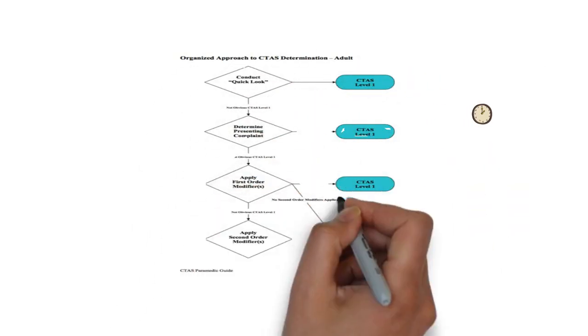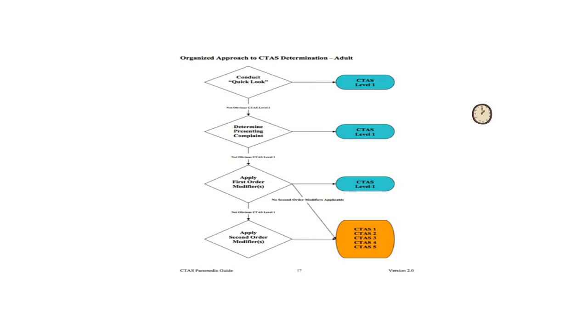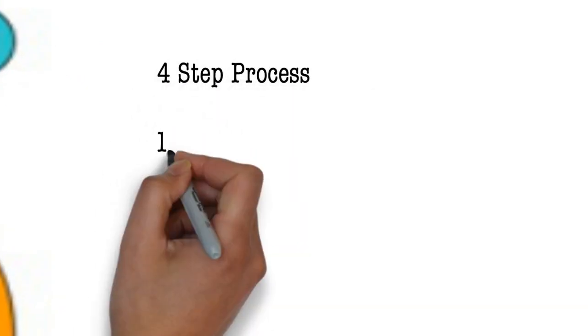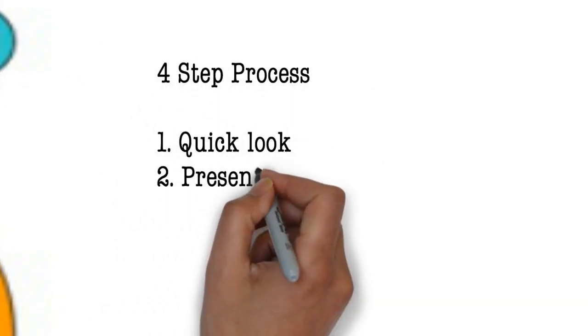So in order to figure that out, we will use an organized approach. You can see on this flow chart that 4 steps are discussed. The initial step is a quick look. Then we move into the presenting complaint. And then we're applying modifiers, first and second order modifiers. That sounds super confusing, but we're going to break it down and make it something that you can use and apply.